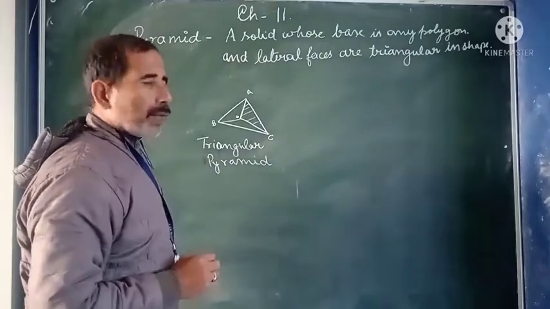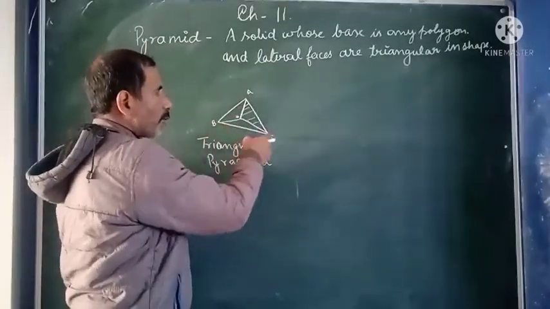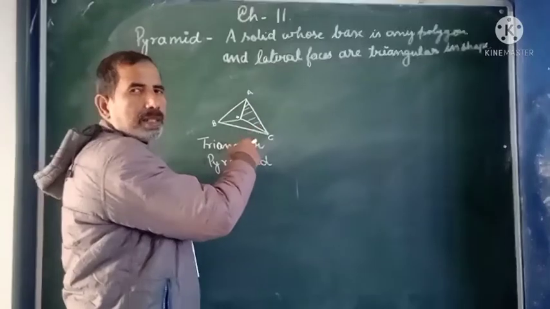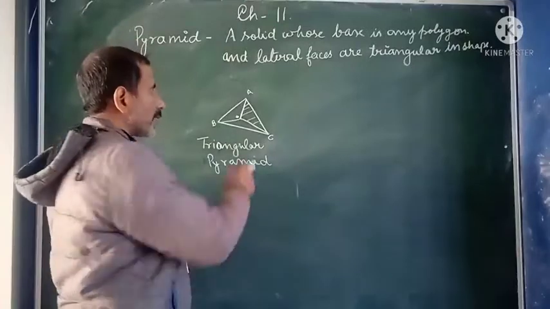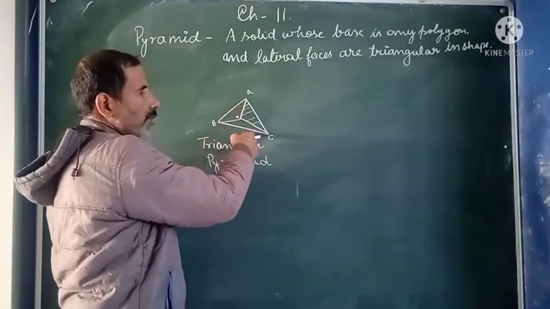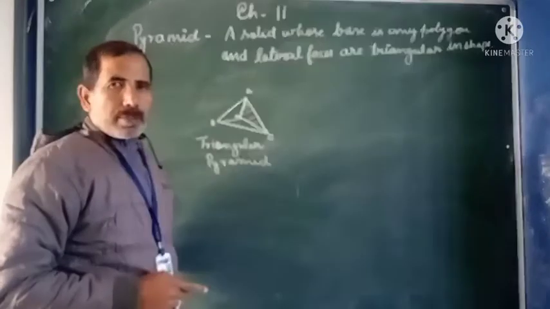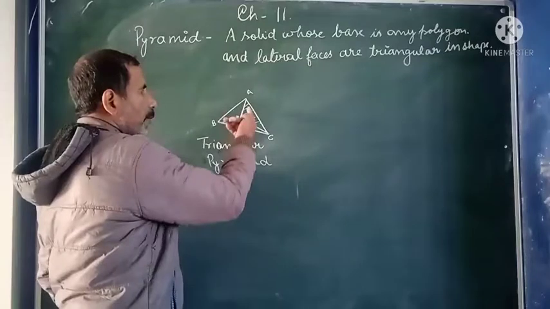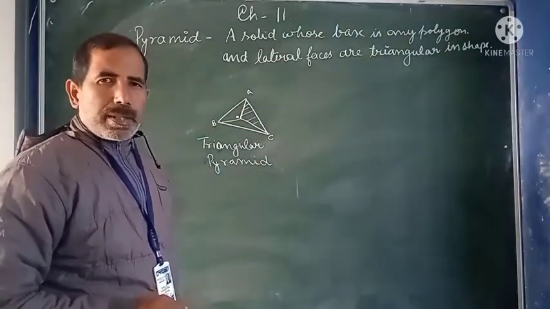So the name of a pyramid is decided by the number of sides in the base. As the base of this pyramid has 3 sides, it is called triangular pyramid. Or you can say if the base is a triangle, the pyramid is called triangular pyramid.